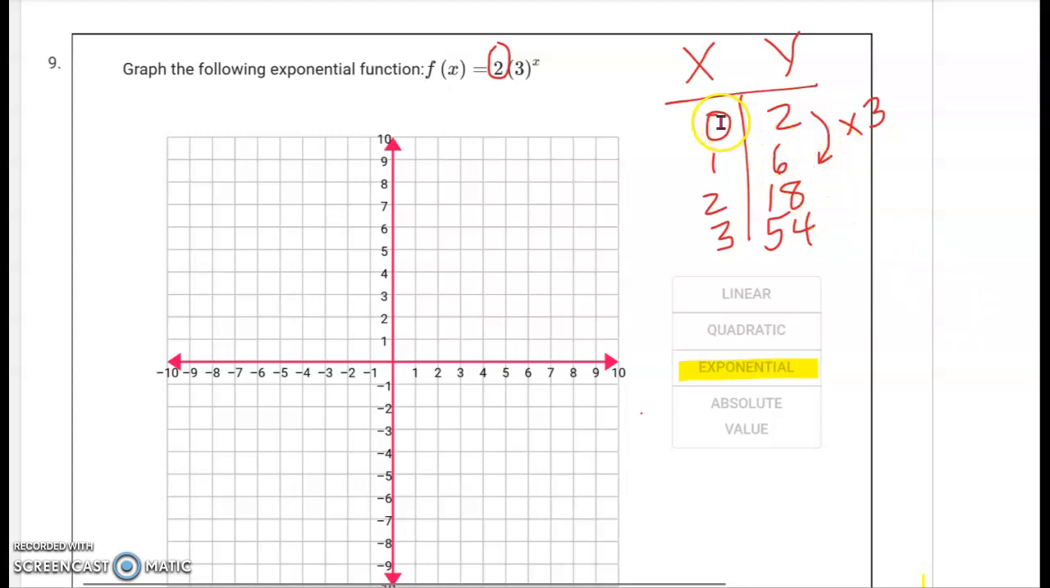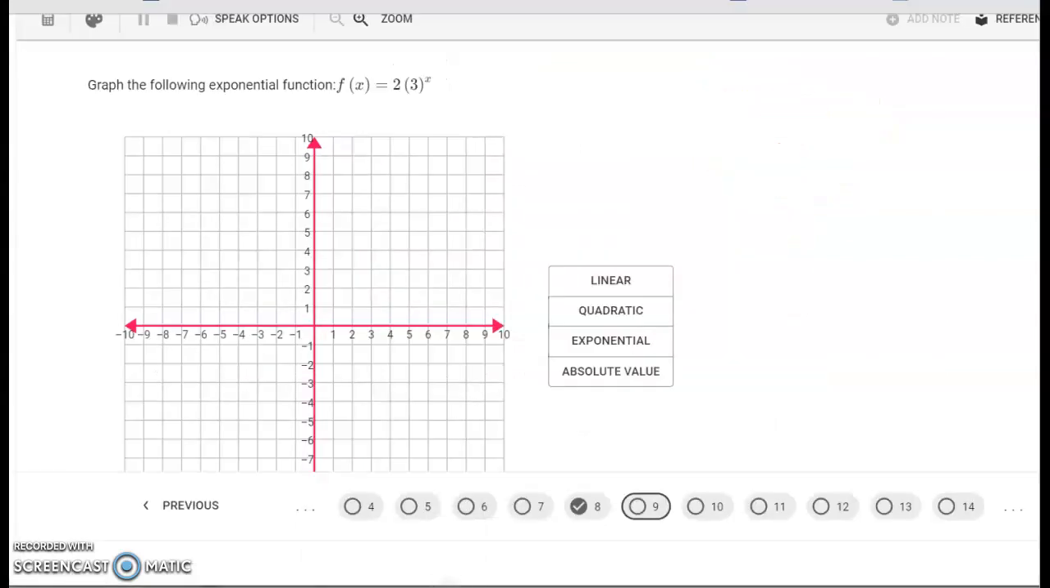So I only really need 2 points, the y-intercept and then 1, 6. So the y-intercept, let's go ahead and hit exponential. The y-intercept was at 2. And then 1, 6 was my other point. None of the other points would have fit on here. It was too tall of a graph. They were too big to fit on there.